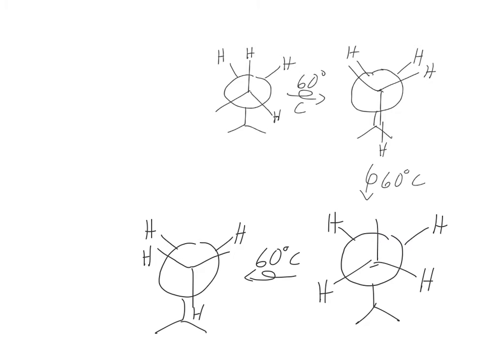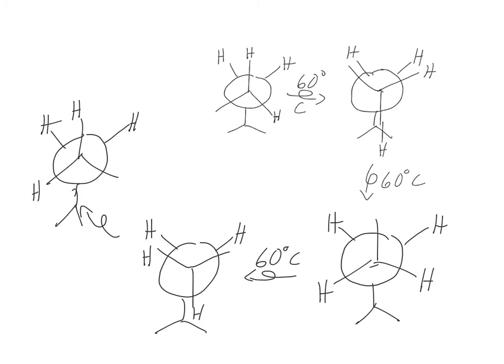Should we do another 60 degrees? What didn't change? Back carbon. Went from eclipsed, now we're going back to staggered, H and H. Of course, 60 degrees clockwise.